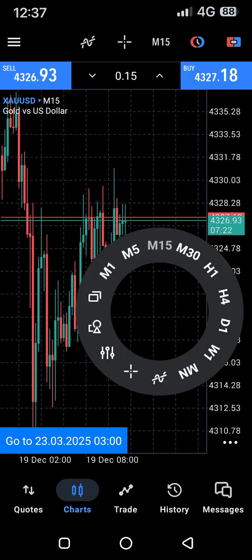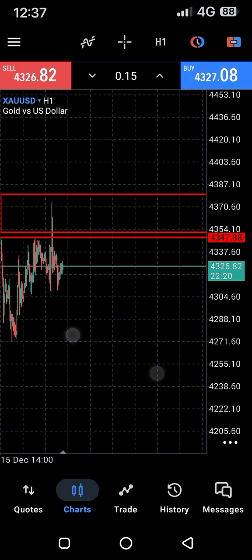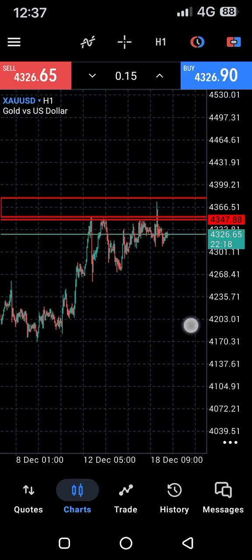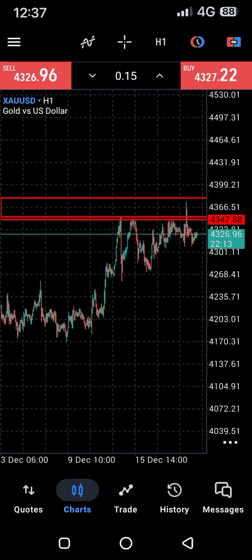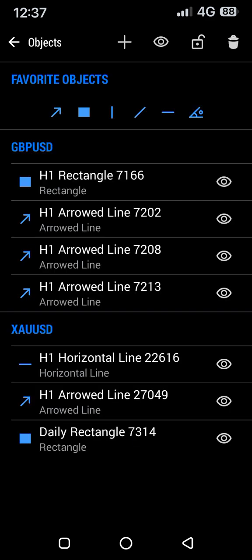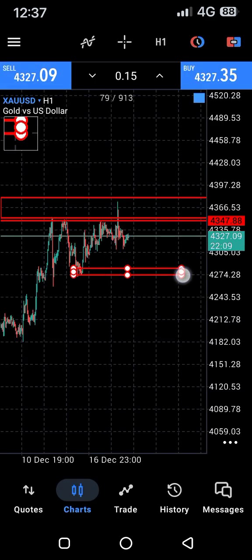We go to the H1. For your entries, if you're doubting whether you should take a sell or what, you just go to your H1, and on your H1, you realize something. This was a strong area of buyers. We had lots of buyers at this area over here.